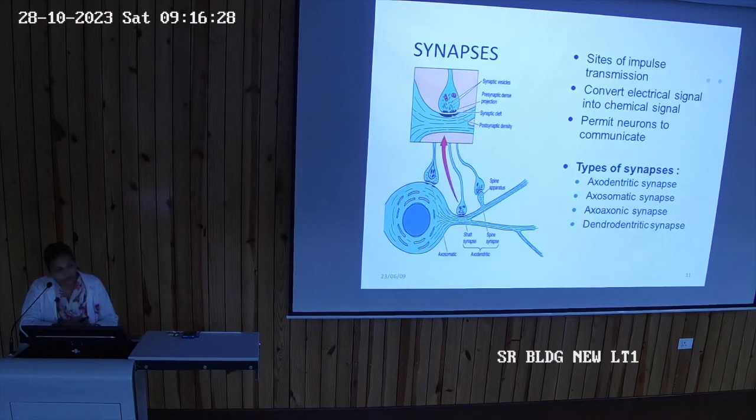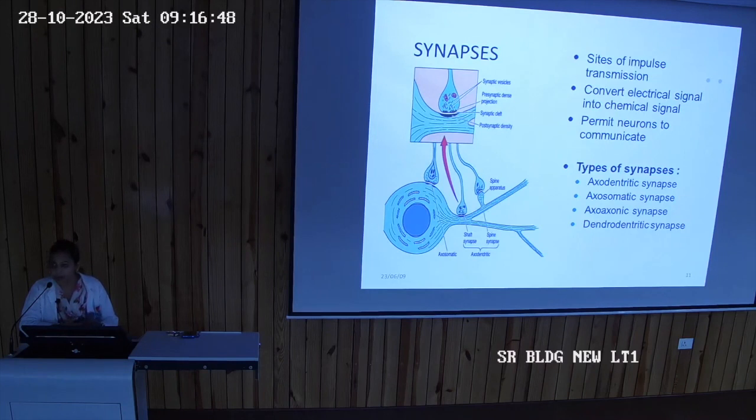Synapse. The axon at the terminal part divides and forms axon terminals. Then there is a dilated part which is known as end bulbs. These end bulbs are in contact with another neuron or another cell like a muscle cell, to transfer the impulse from one part to another part. Now this complex junction is known as synapse.